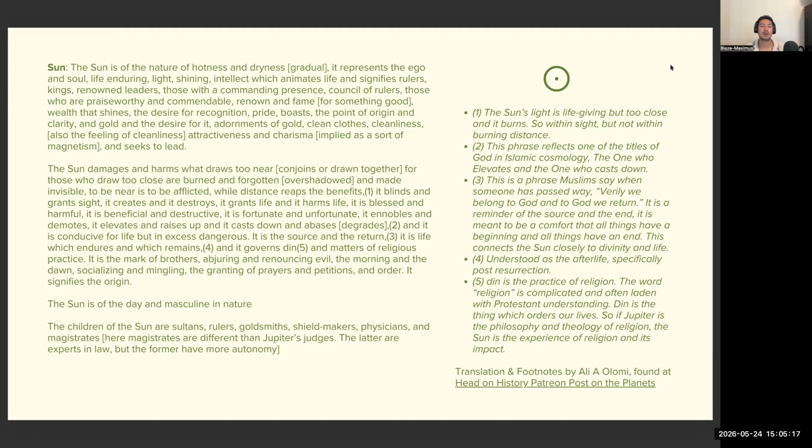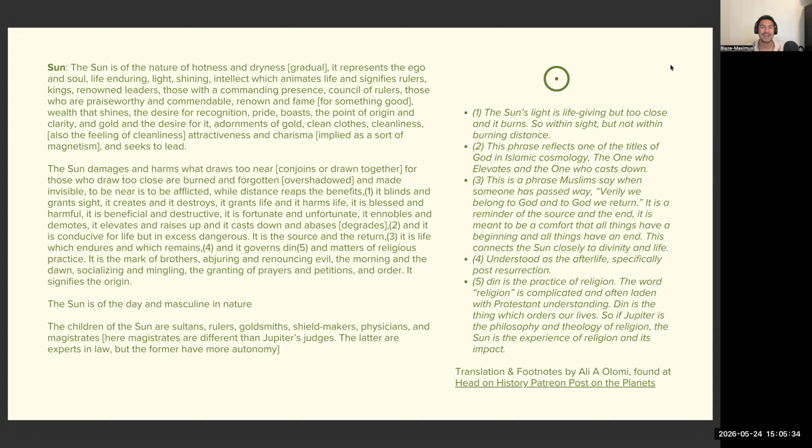In family, it is the mark of brothers. It represents abjuring and renouncing evil. So remember, the sun is not just authority and leadership, but it's also renouncing the evil. It's also praiseworthy actions. It's also good things. The sun is partially a fortune here, too. And it represents the morning and the dawn.